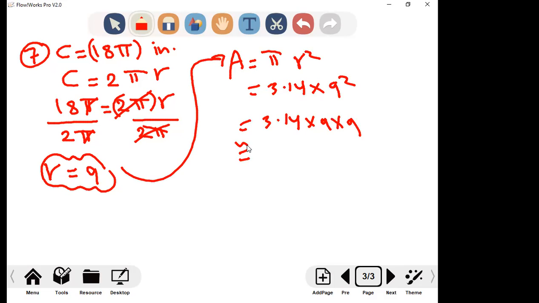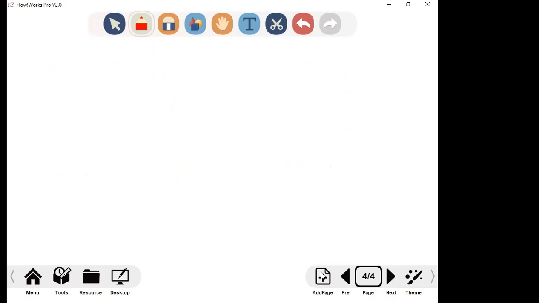No need to round, but it's already rounded. Why? Because we said at the beginning of the circles that pi is not an exact value. It is rounded to 3.14. So all of our answers here are what? Rounded. So the answer here is 254.34 and the unit is inches squared. This is question 7. Question 8, we have the same or a similar idea.